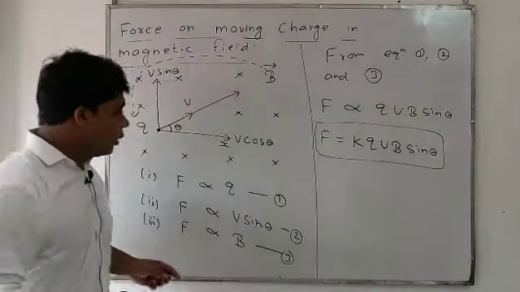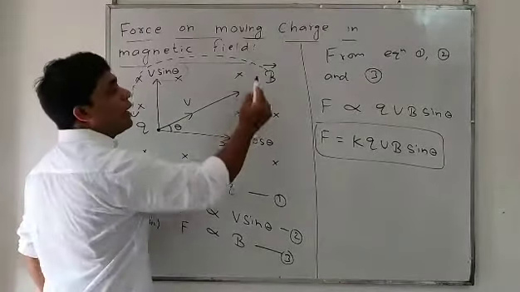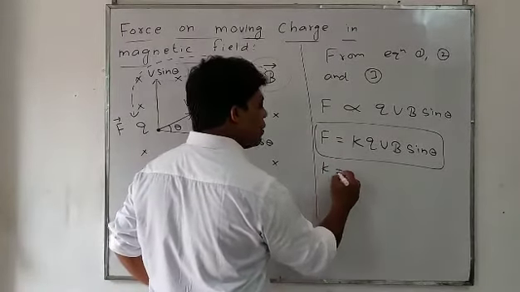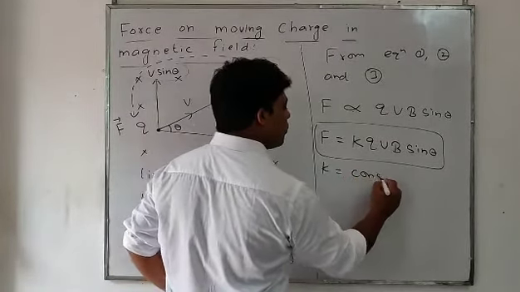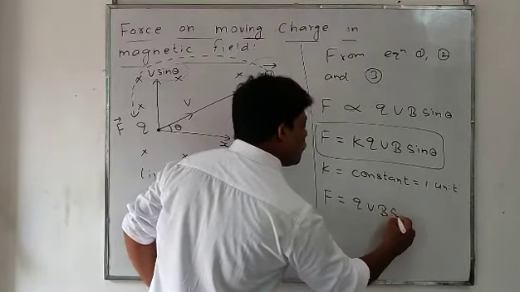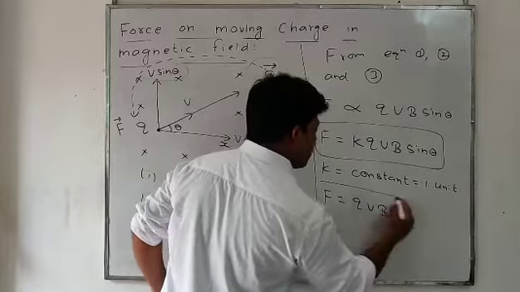Look at students, for unit magnetic field, the constant K is taken as unity. So we get the form F equals Q V B sin theta.